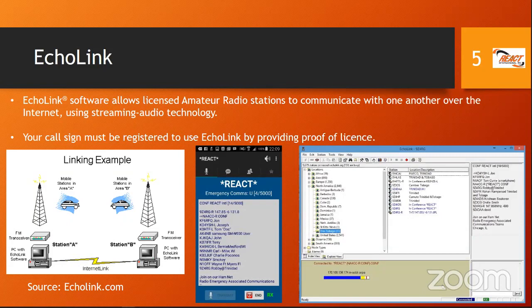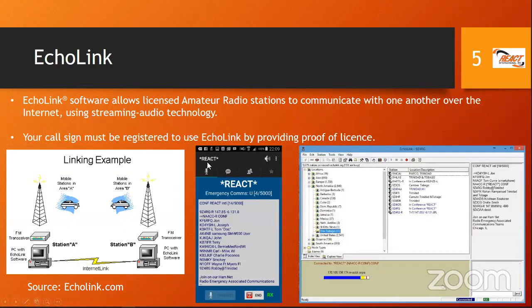So, EchoLink. Many hams, when you get licensed, may not have any equipment. So EchoLink software allows licensed amateur radio operators or stations to communicate with one another using software. It's a form of voice over IP technology, and EchoLink can be used in several ways.